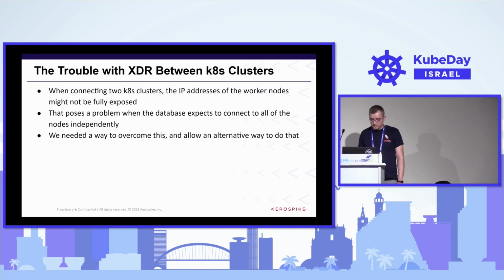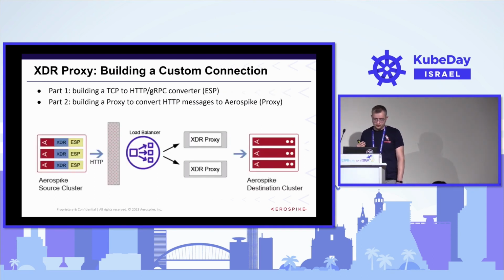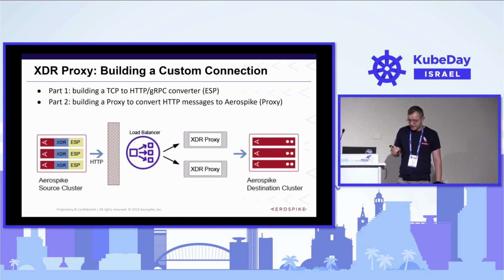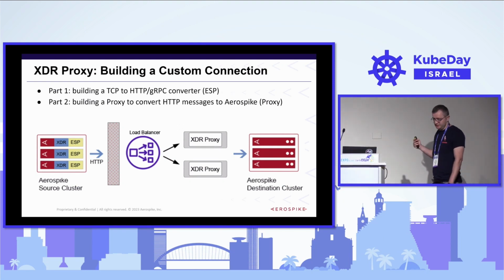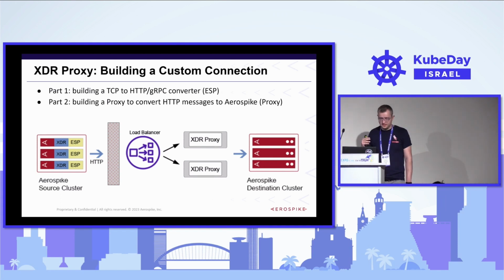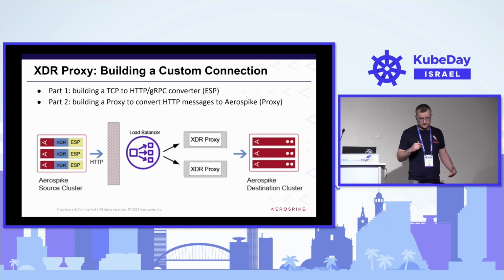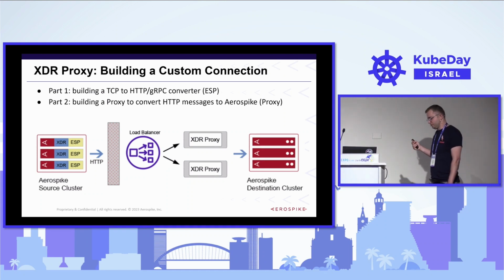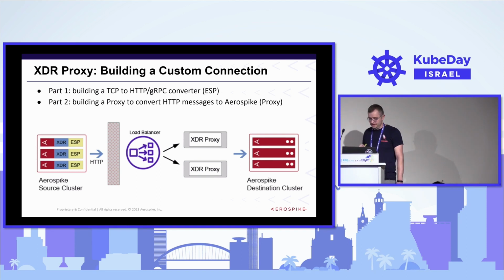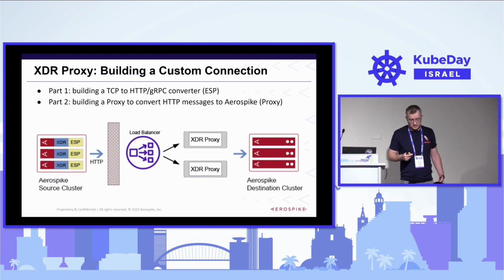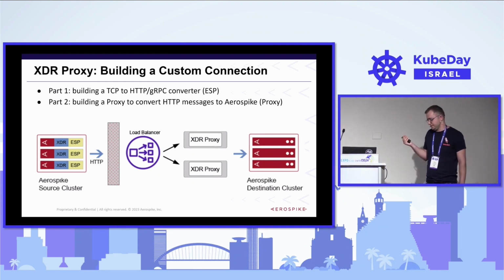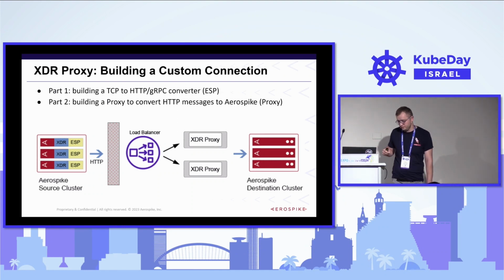So our solution contains two parts. The first part is ESP. We call it ESP, Event Stream Processor. It's a stateless application that runs as a stateless pod on the source Kubernetes cluster. On the other side, we have the XDR proxy, which is also a stateless application that runs as a separate pod on the target cluster.